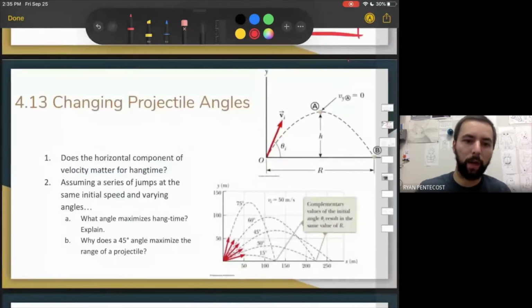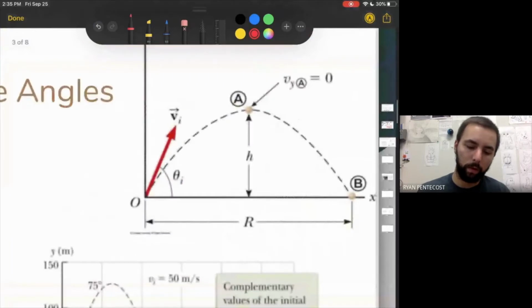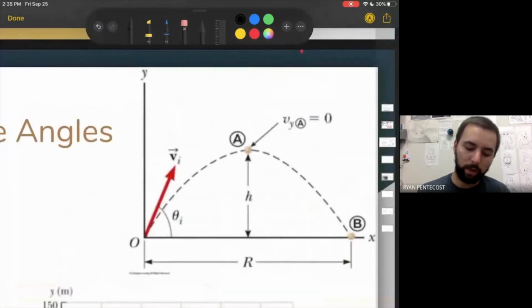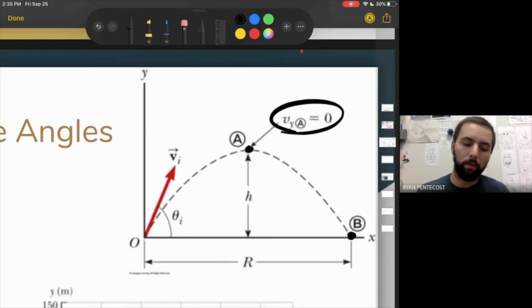Changing projectile angles. So we've got a couple images here. Number one asks, does the horizontal component of velocity matter for hang time? Okay, so let's look at this over here, right? So we have an object that is launched at a given angle. It peaks up here where the velocity in the y is 0, and then it returns down to the bottom at point B, right? Now, the velocity in the x direction does not accelerate, right?